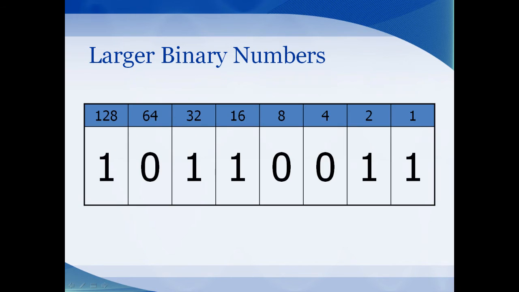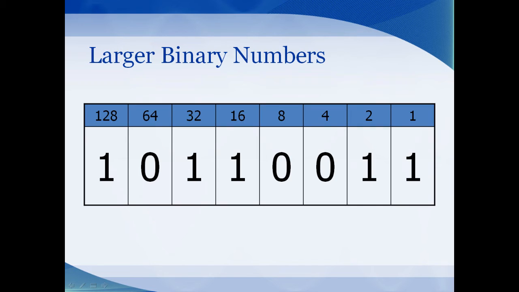So here I have that same binary number again, but I've put it into the chart so we can see it with its place values up at the top. I've extended out the numbers for an 8-bit binary number. Now if we look at the numbers in the top column, they start at 1 and they double each time as they go to the left.